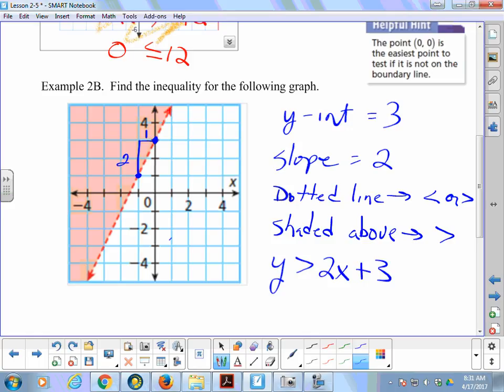So just like finding the equation of any line, we find the slope, find the y-intercept. The difference is now we just have to determine whether it's less than or greater than, or less than or equal to, or greater than or equal to, depending on whether it's dotted or solid.